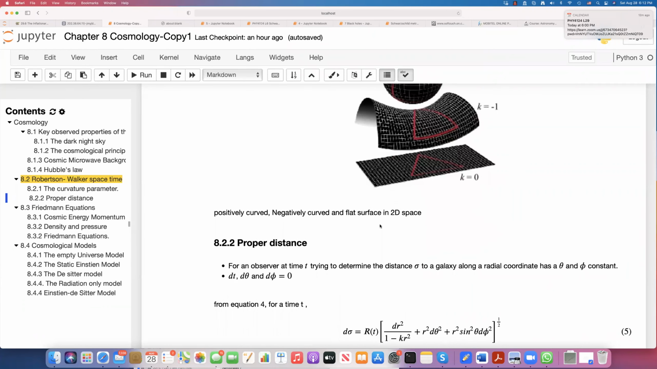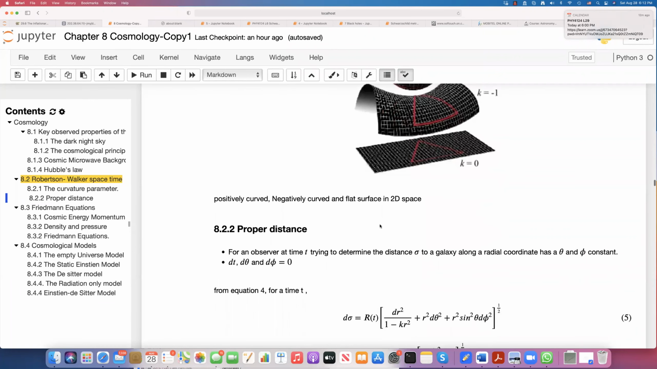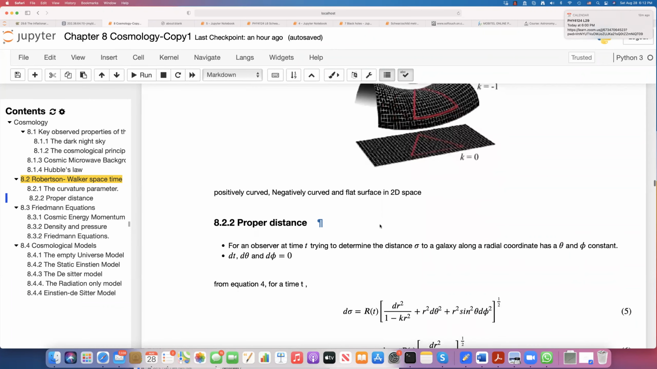Right. Now let's look at how to find an expression for the proper distance using this Robertson-Walker metric. I think we did that. I think we have defined what proper distance is in previous chapters as well. And proper distance is basically the distance measured by the moving observer, in the observer's frame.